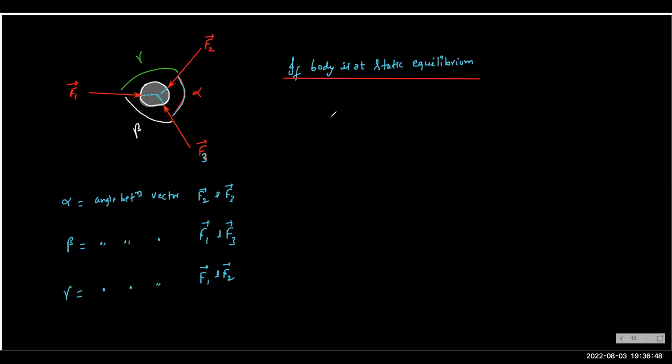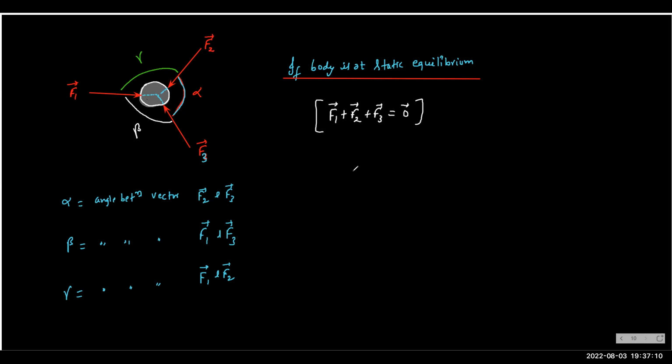So F1 plus F2 plus F3 is a null vector. That's why it is at rest. Because if it is not at rest, it will move somewhere. It will have some acceleration.